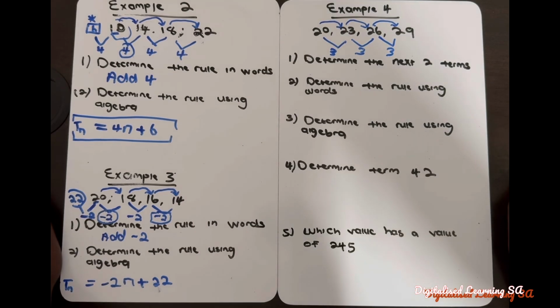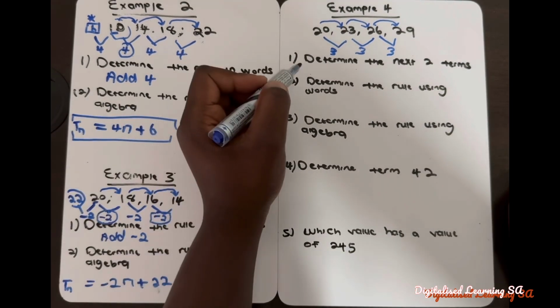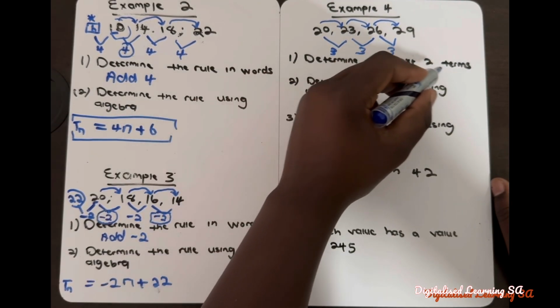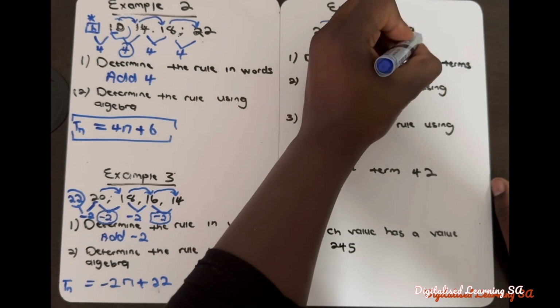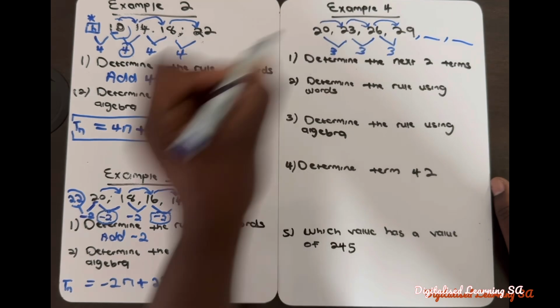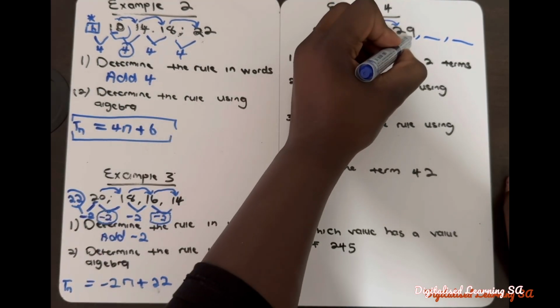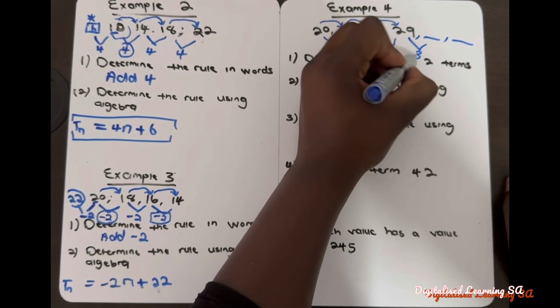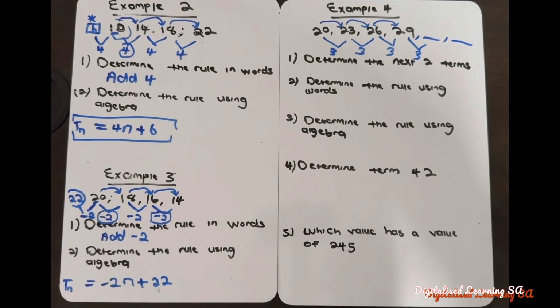So the first question is determine the next two terms, meaning that we need to find the value that's here and the value that's here. And to do that, we can just add 3 to this 29, and then we'll be able to get our next term, which is 32.